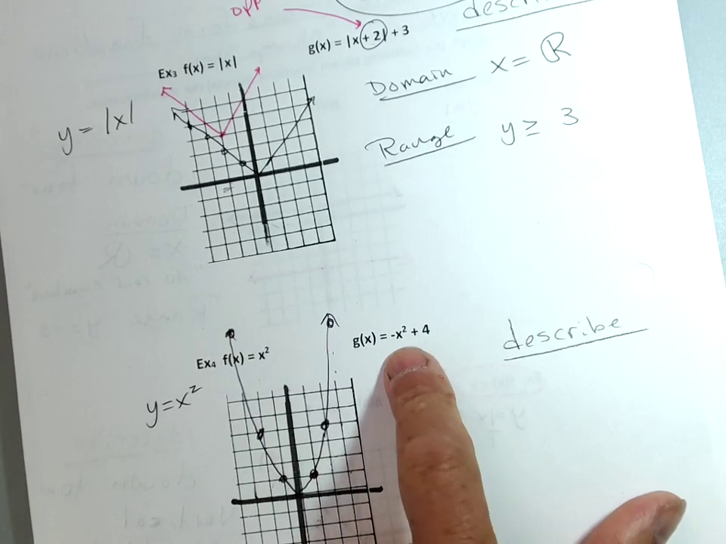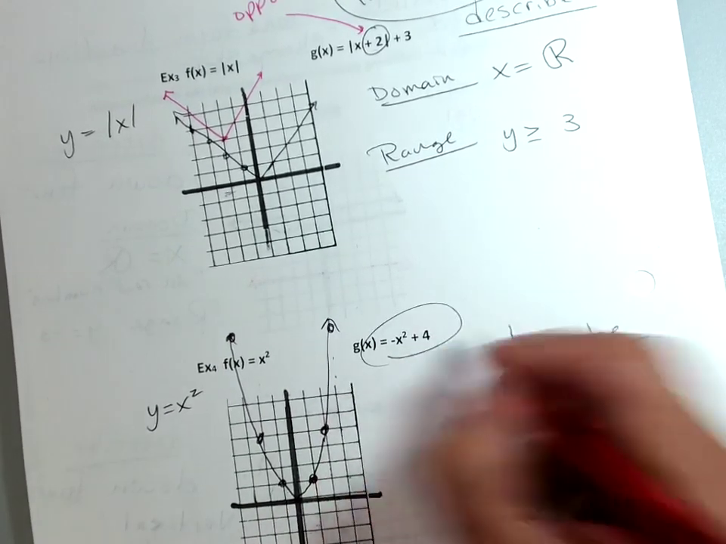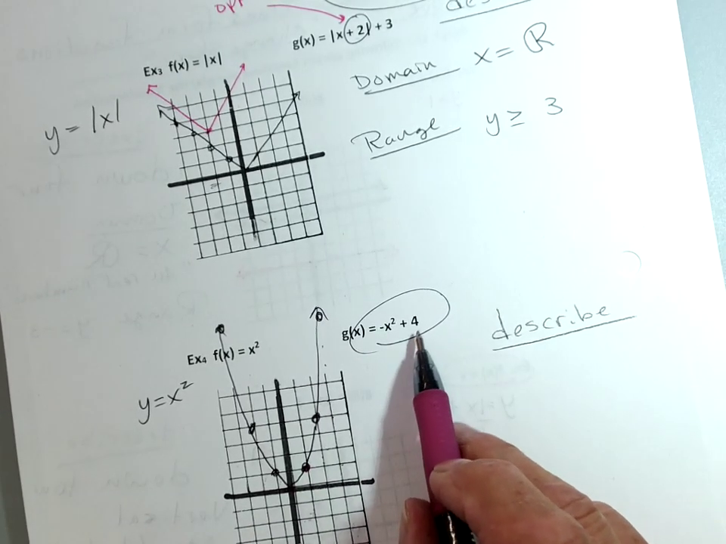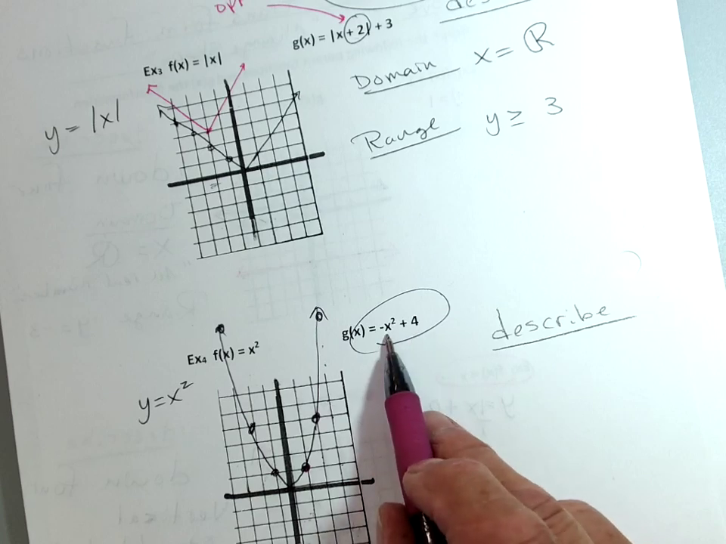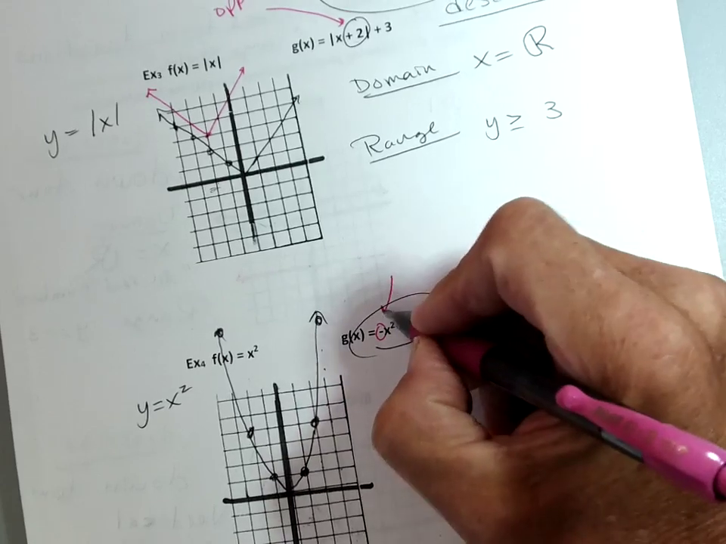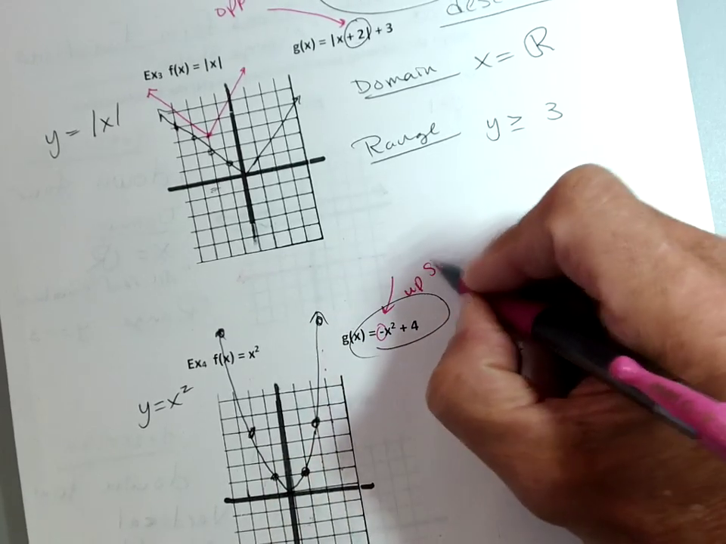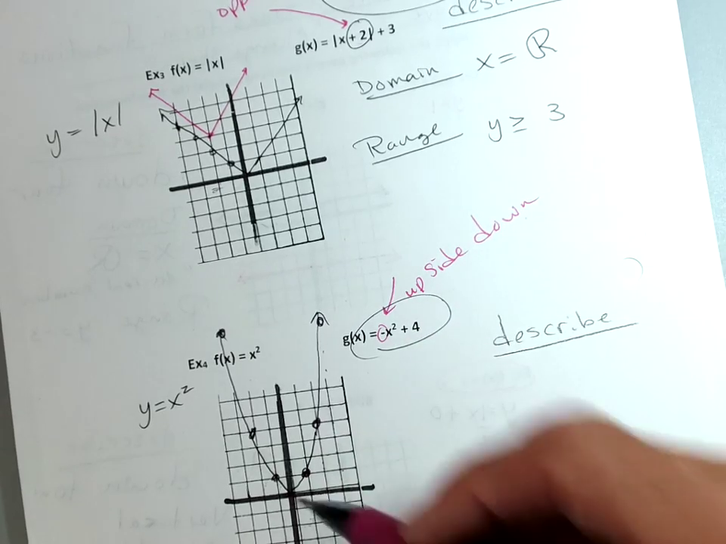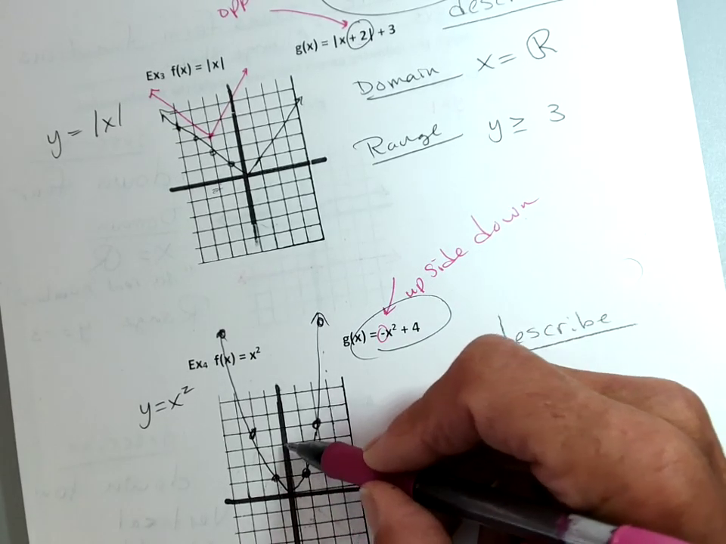Okay, now, what about this one? What do you think? Yeah, what do you think, Isaac? Flip it. It is upside down because of the negative. So instead of opening up like a smiley face, it's going to be a frowny face. Okay, nice job, Isaac, because of the negative. So he's totally right. It's going to be upside down. And then where am I going to start? So I'm going to go 1, 2, 3, 4, okay, right here.